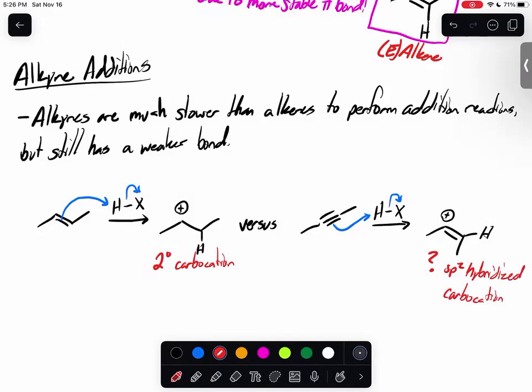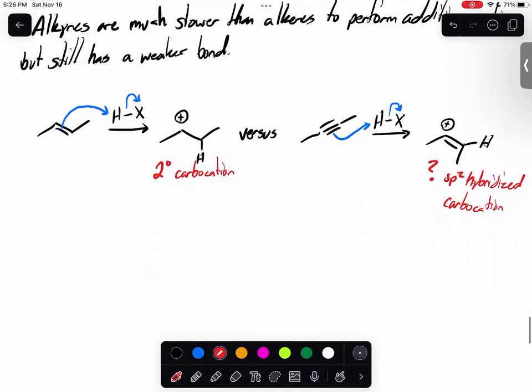But what does that actually mean for an alkyne? So let's draw out what this looks like physically to understand the stabilization effects. Because remember that the secondary carbocation is stabilized by hyperconjugation.